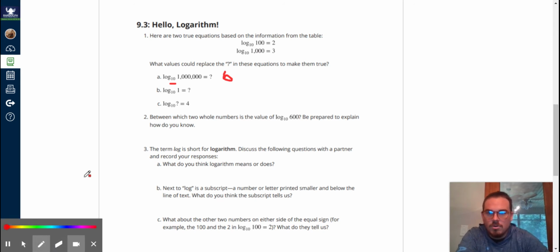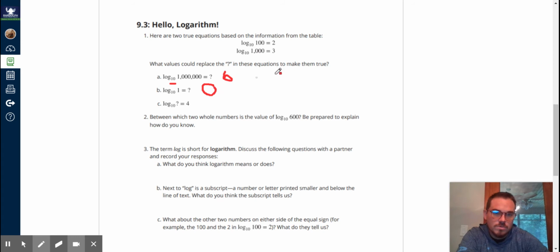If you were to type in log 10 of 1, what power of 10 would I have to have in order to give me 1? This goes back to exponent rules. Anything to the power of 0. This is essentially like saying 10 to what power gives me 1. Here, this is essentially saying 10 to what power gives me a million. So this one is saying 10 to what power gives me 4.